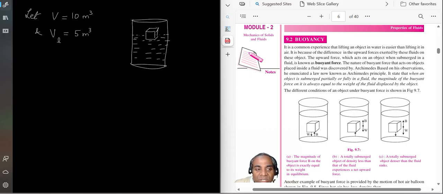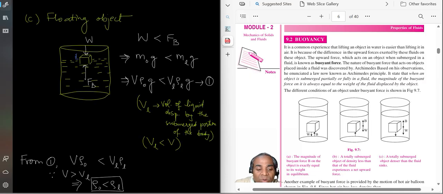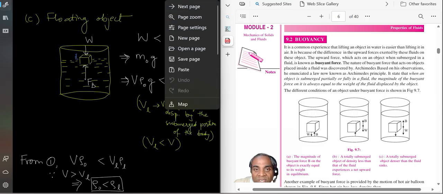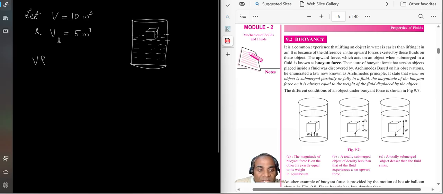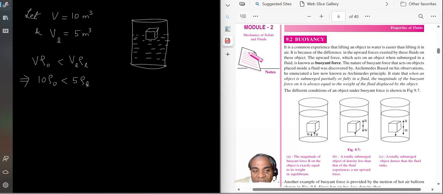Now, what was the equation in the previous page? Inequality, sorry, in the previous page. V into rho O is less than VL into rho L. Putting the values of V and VL here, we will get 10 into rho O is less than 5 into rho L. Correct? Now you might have understood the implication. Here 10 is larger than 5, and still when we multiply it with rho O, the product is less than when you multiply 5 with rho L.